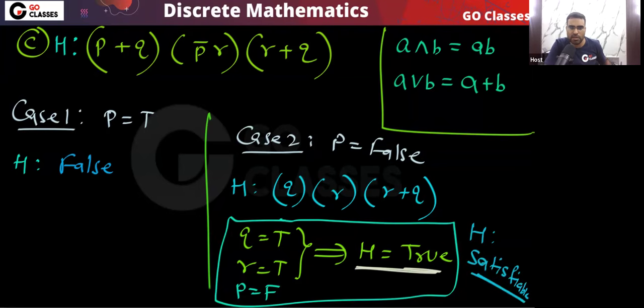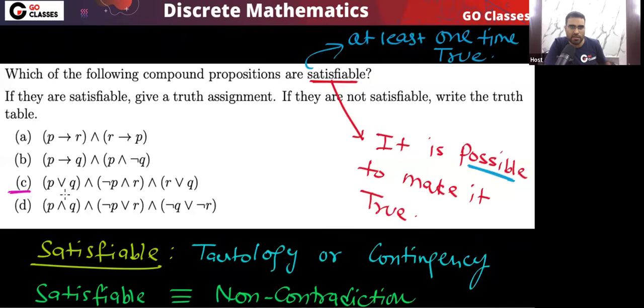Okay, is this clear? So in this question, I can say that this is definitely satisfiable. Option C, that is satisfiable. The remaining options you have to check. In the remaining options, are they satisfiable or not? That you have to check. But option C, that is satisfiable. Is this clear? Let me know.